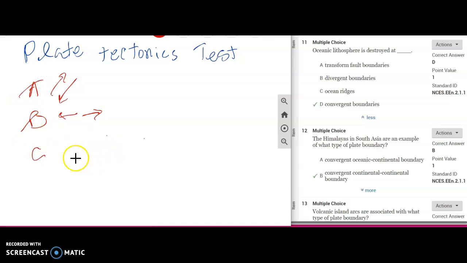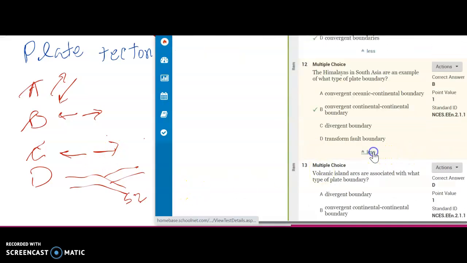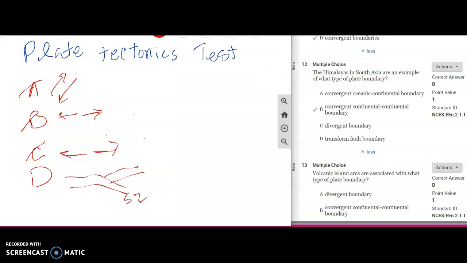C, oceanic ridges. Oceanic ridges are where you have divergent boundaries as well in the ocean. And D, convergent boundaries. So your lithosphere is destroyed at a convergent boundary where they come together. There you go. And your lithosphere is down here with the subduction zone. That's where it's destroyed. So your answer there is D. Going on to number 12. Let you look at this one real quick while I take the board away.